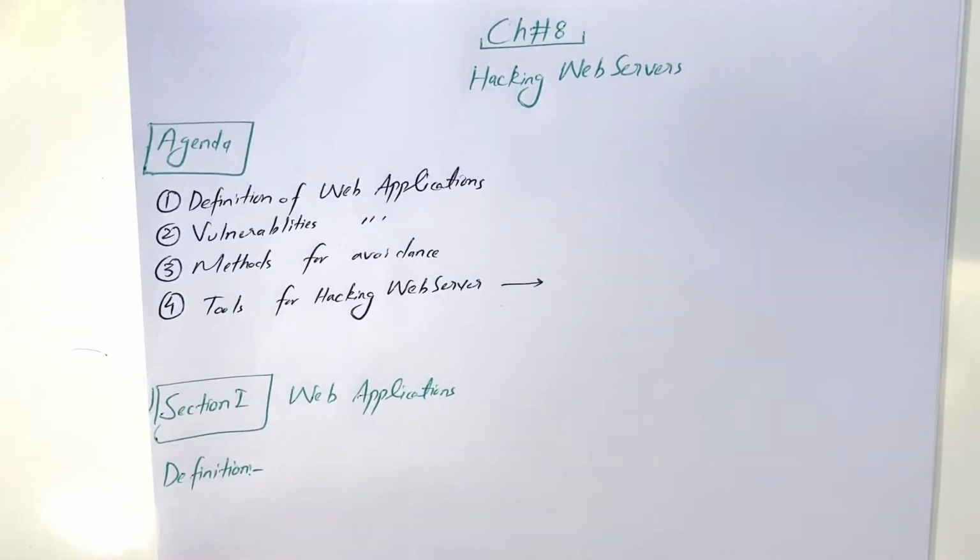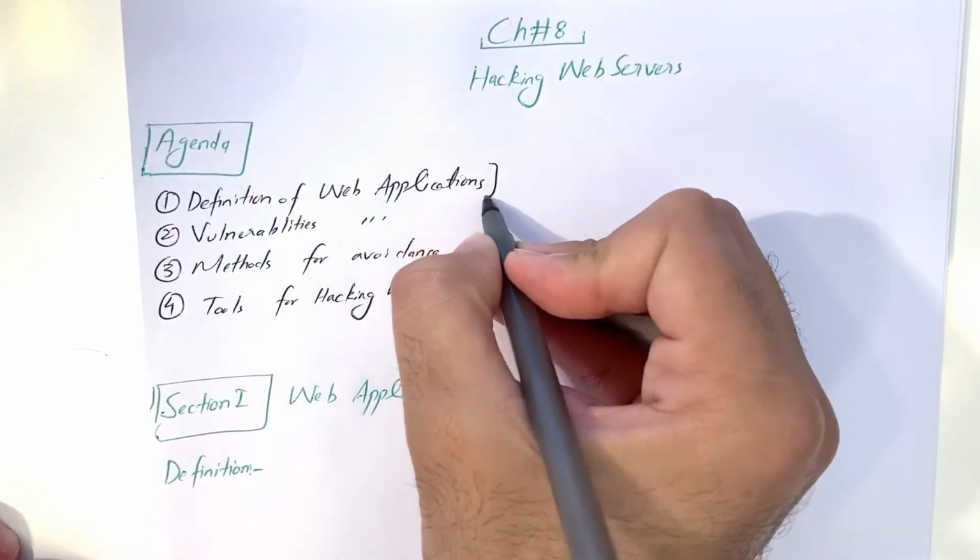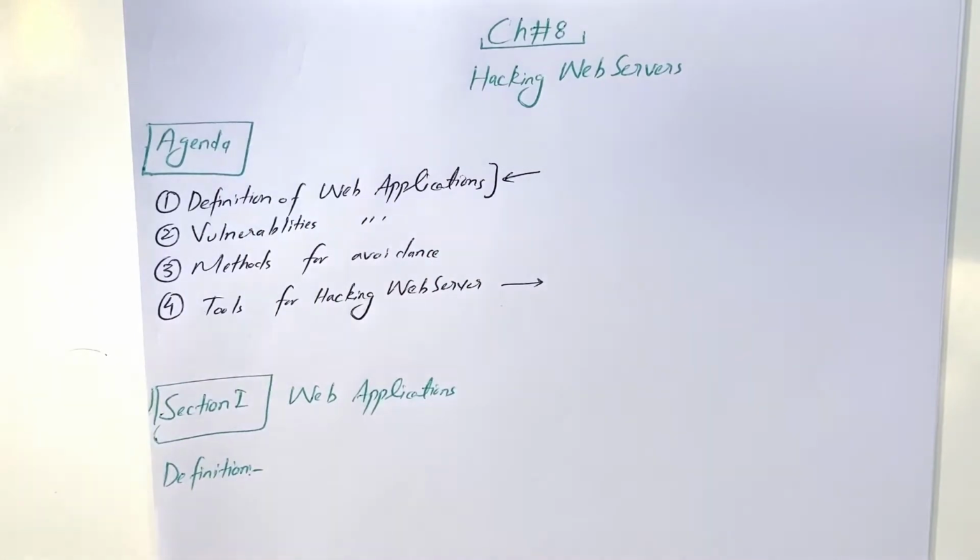I have divided this chapter into two parts, and today we're gonna talk about the first agenda item, definition of web application, where we will discuss the definition. Plus, we will discuss the components of web applications, like different technologies that we can use with web application, how we can design a web application, which languages can be used, and stuff like that.